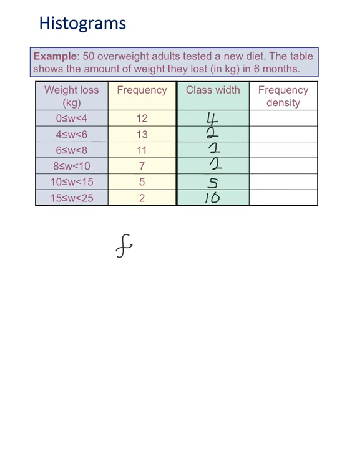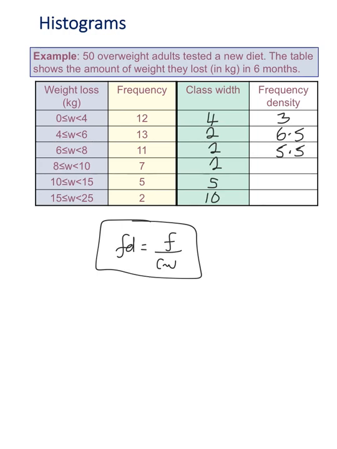So frequency density equals frequency over class width. Learn it, you're not given it. So 12 divided by 4 will give me 3, 13 divided by 2 is 6.5, 11 divided by 2 is 5.5, 7 divided by 2 is 3.5, 5 divided by 5 is 1, and 2 divided by 10 is 0.2. And you then need to sort out a suitable scale on the y-axis for that, and then label the x-axis accordingly.